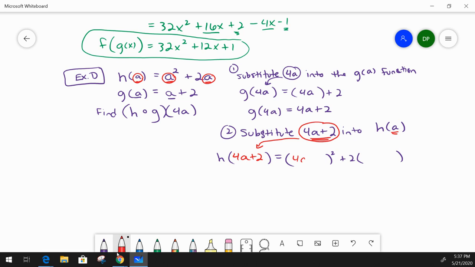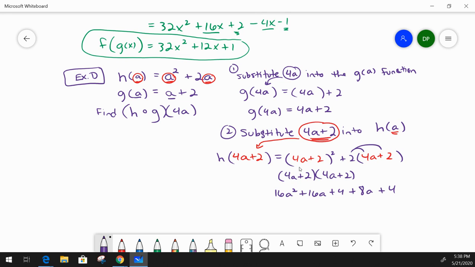So if we're substituting 4a plus 2, and we have to simplify, again, we're going to square our binomial first, which will be 4a plus 2 times another 4a plus 2. Multiply that out, you get 16a squared. This time we'll have 8 and 8, which will be 16a in the middle, plus 4. You can distribute the 2, which will give you 8a plus 4. There wasn't a number in front this time to distribute, so we're ready to combine like terms.